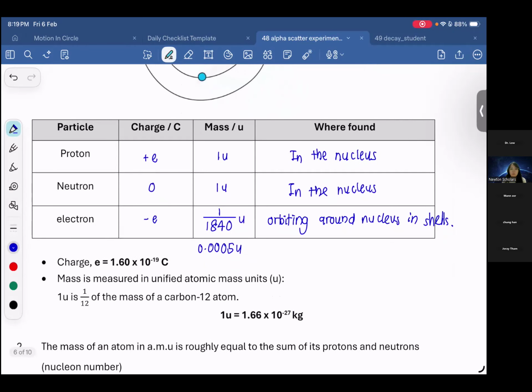10 seconds for you to complete. Positive e, where e is the charge. So it is 1.6 times 10 to the power of negative 19 C.